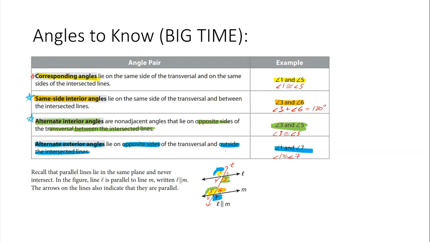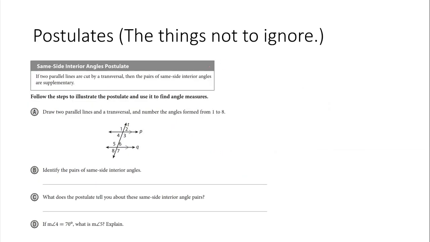All right, so let's get going. So the postulates, these are things not to ignore. So same side interior angle postulate. Basically, it says if two parallel lines are cut by a transversal, then the pairs of same side interior angles are supplementary. That means that two angles that happen to be same side interior angles have to add up to 180 degrees.